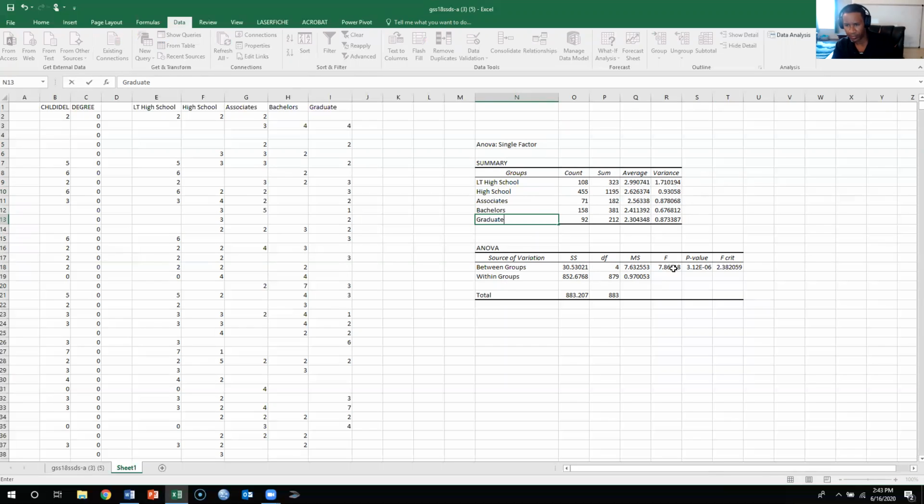So here we have the F, and then we have the F critical. So these are the important things. This is the degrees of freedom. So degrees of freedom 4, which is degrees of freedom between. So it's the DF1, and then this is DFW, so degrees of freedom within.